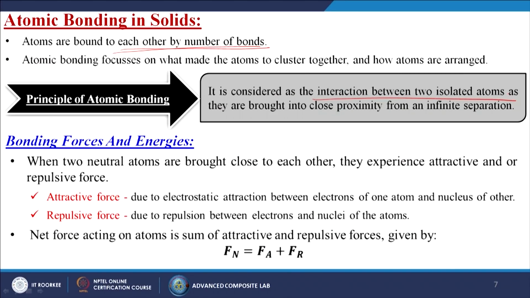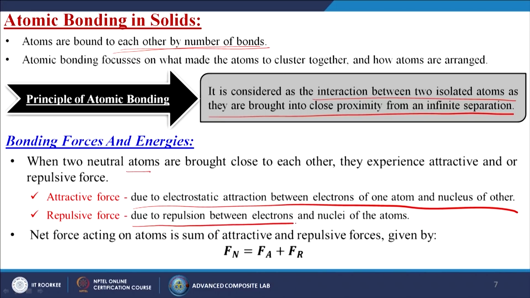So, what is the principle of atomic bonding? It is considered as the interactions between two isolated atoms as they are brought into close proximity from infinite separations, so bonding force and their energies. When two neutral atoms are brought close to each other, they experience an attractive or repulsive force, as we know. It is like a magnet. Attractive force is due to electrostatic attraction between electrons of one atom and the nucleus of the other. Repulsive force is due to the repulsion between electrons and the nuclei of the atoms themselves.